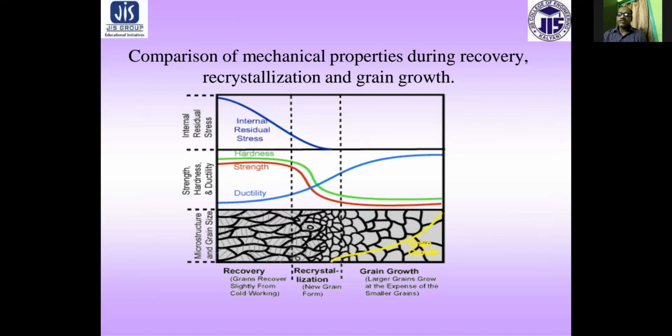In recrystallization, when the new grains form, residual stresses also decrease and become stagnant. The ductility increases further, and hardness and strength decrease rapidly. During grain growth, where larger grains grow at the expense of the smaller grains, the ductility increases first of all and becomes stagnant. The hardness and strength lower, and after that they also become stagnant. So this is the effect of recovery, recrystallization and grain growth.